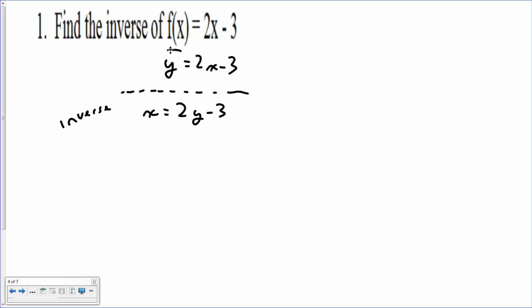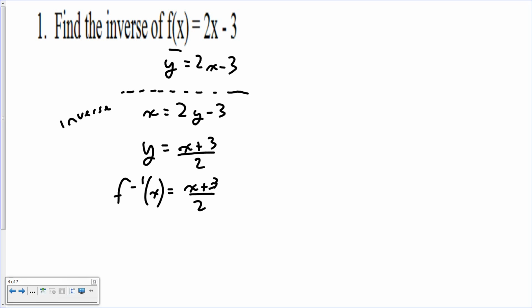And when you solve for y, you add 3 and divide by 2, and you're going to get (x + 3)/2 for your inverse function. And it is an inverse function because it's a line. And so your f inverse, your inverse function, is equal to (x + 3)/2. The notation says that it is actually an inverse function. And that's what I'm showing there.